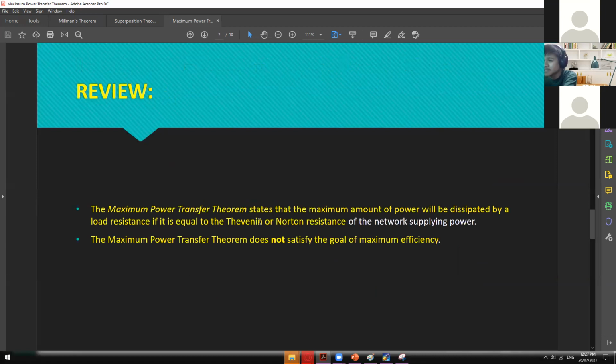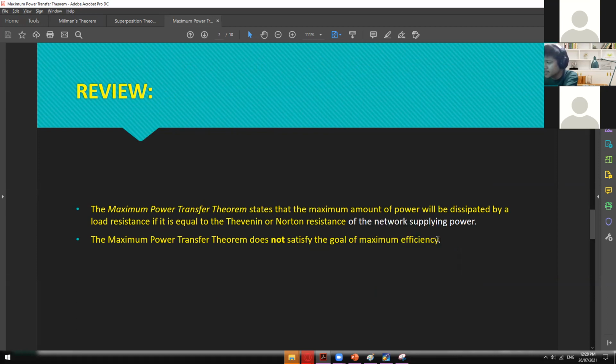And then lastly, the maximum power transfer theorem states that the maximum amount of power will be dissipated by a load resistance if it's equal to the Thevenin or Norton resistance of the network supplying power. Okay, so dapat equal lang silang dalawa pareho. And then the maximum power transfer theorem does not satisfy the goal of maximum efficiency.